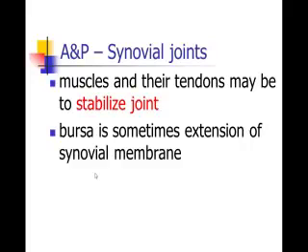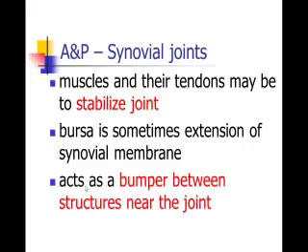The bursa I mentioned before, sometimes it's an extension of the synovial membrane, sometimes it's actually an independent structure. And its function is to prevent abrasion between structures near the joint. It acts like a bumper. Some of you have probably seen a boat or a ship tied to a dock, and they put these bumpers between the dock and the ship to keep the two things from rubbing against each other. If boats or ships rub against the dock, they destroy the dock and they damage the ship or boat. So the bumpers help prevent that, and basically that's what the bursa do, or bursae.